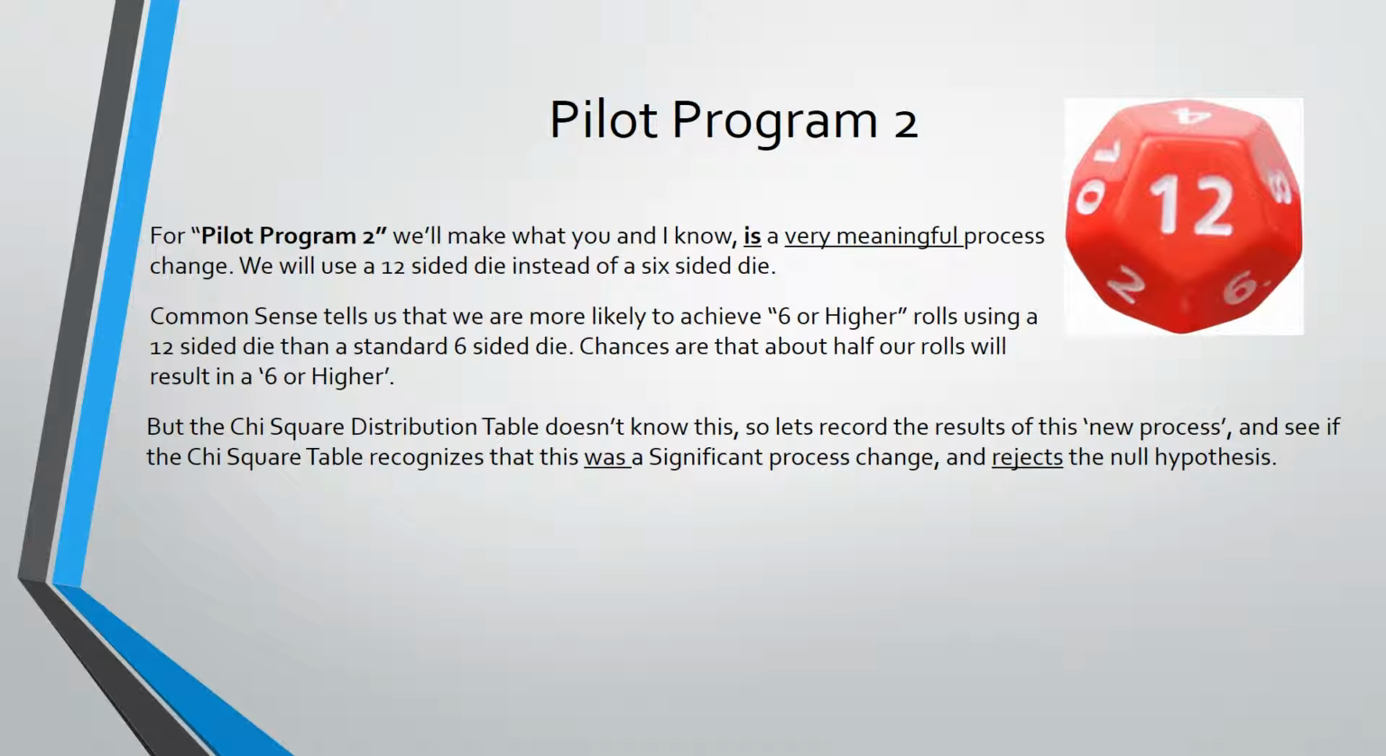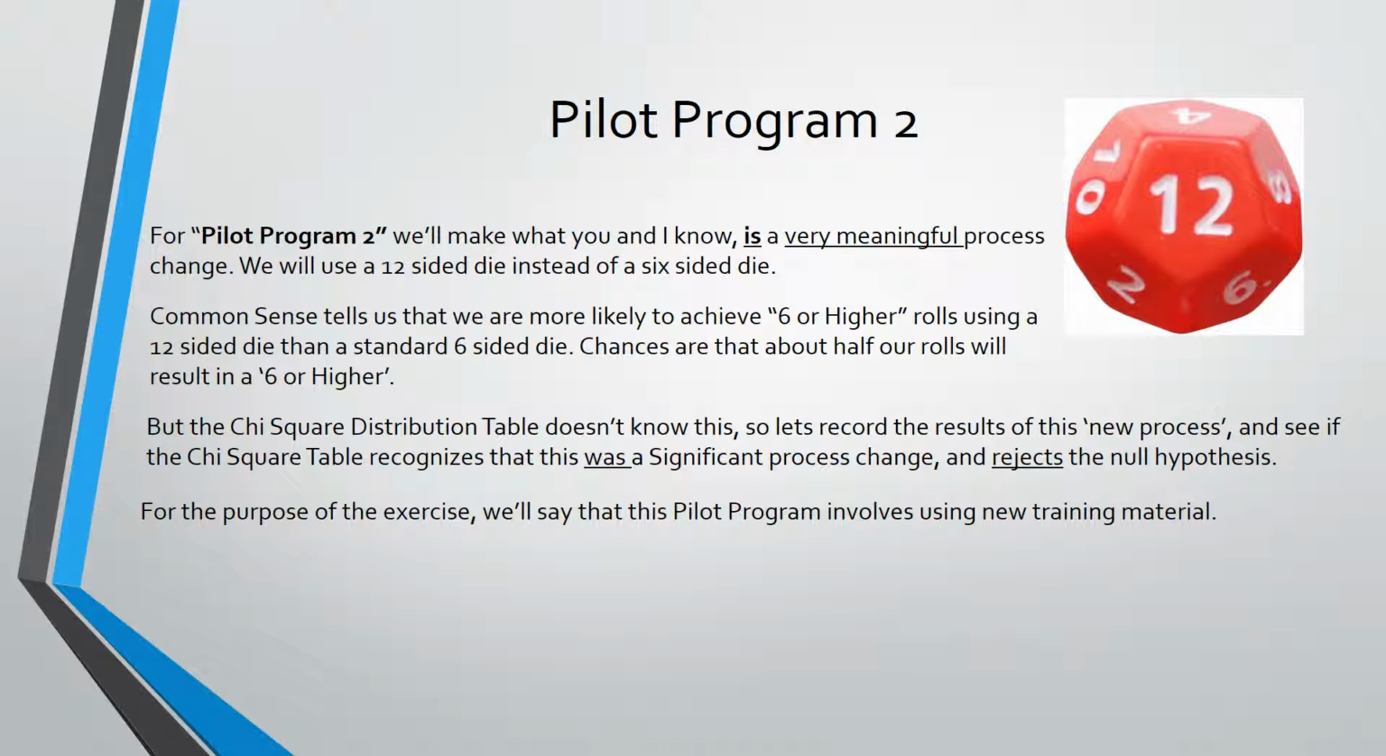But again, the chi-square distribution table doesn't know this. It doesn't know what we're changing. It just knows we're trying out a different process and we're going to get different results. So it's going to look at those results and help us determine whether it was a significant change or not. So for the purposes of the exercise, we'll say that pilot program 2 is about using some new training material. And we'll roll the dice 20 times with the 12-sided die, and we're going to record our results as observed results 2.